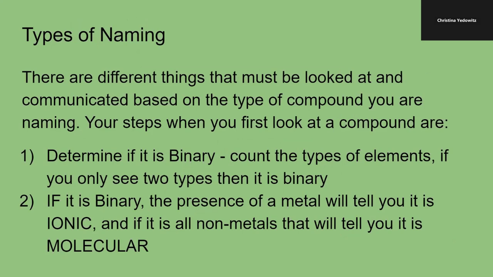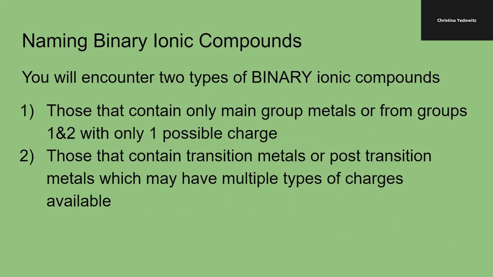First things first, let's talk about simple binary ionic compounds. What makes it binary? It has 2 types of elements. What makes it ionic is that if you only see 2 elements, there's definitely going to be a metal there. They're going to be pretty much the main group metals, which means anybody from group 1 or group 2, like sodium, potassium, magnesium, calcium. If they contain transition metals, they have multiple charges, so that adds an extra rule. But those are still binary compounds.